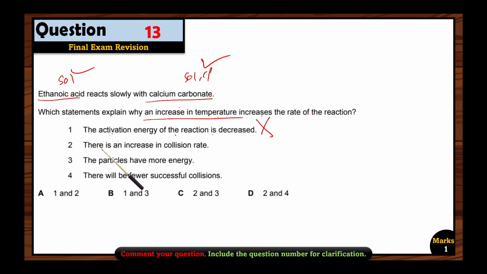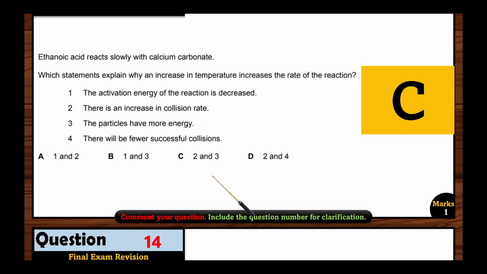Remember that. There is an increase in collision rate. Yes. The particles have more energy. Yes, this is the only right one for temperature. There will be fewer successful collisions. Wrong. If the collision rate increases and the energy also increases, there will be higher successful collisions. So option 4 is wrong. We are left with options 2 and 3, so option C is the right option.